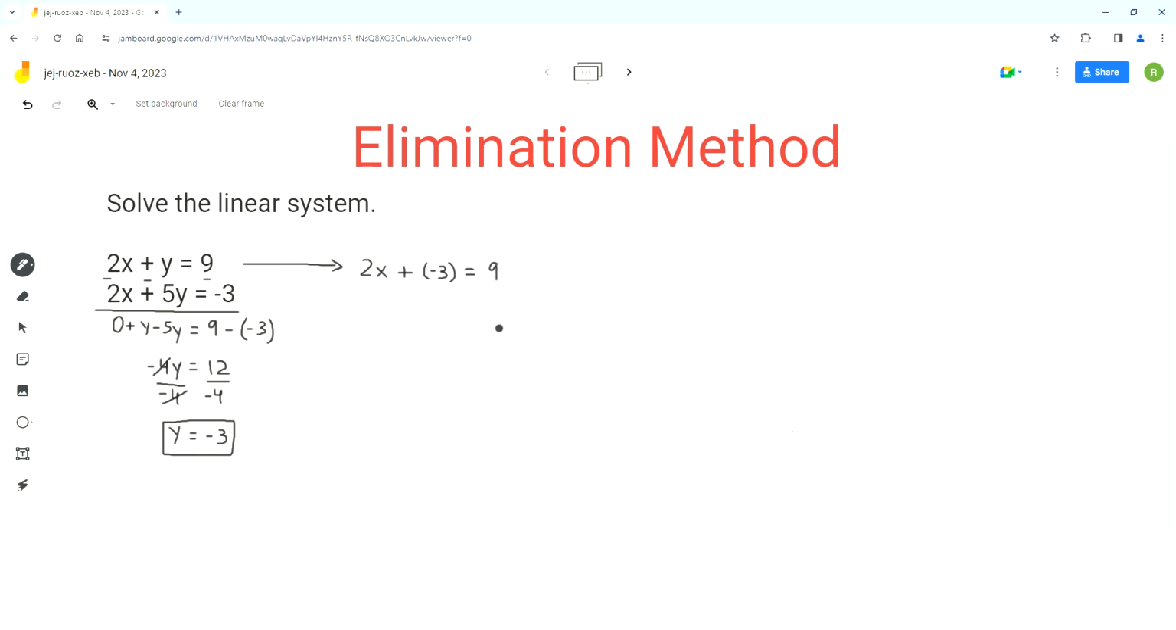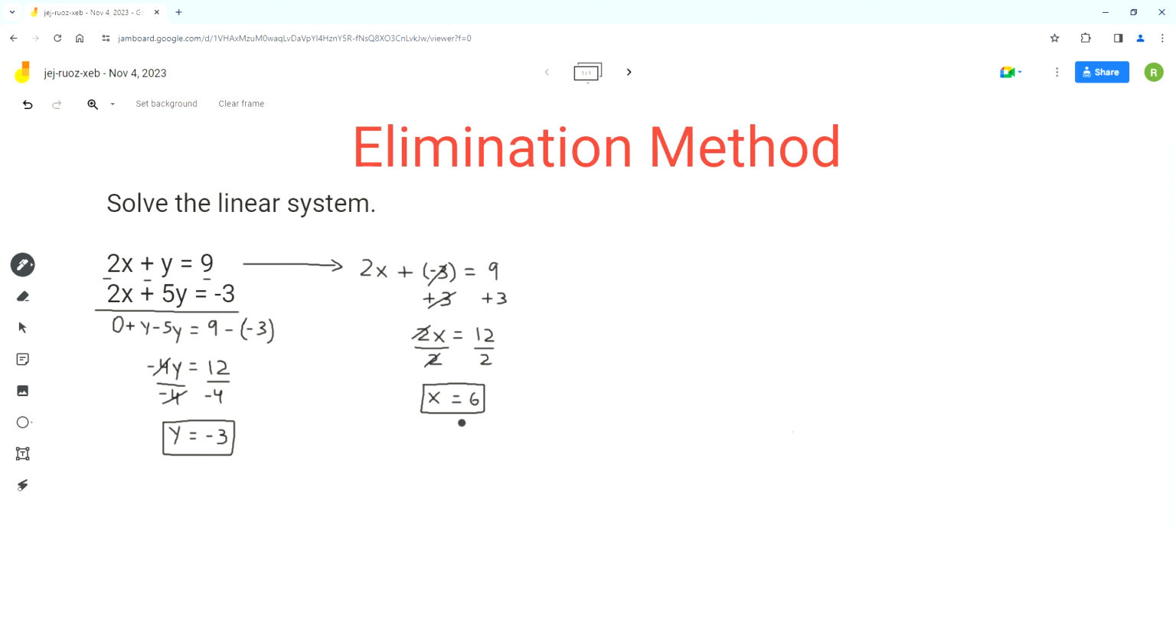We have to isolate x because we have to solve for x. For that, we can add 3 to both sides of the equation. So the -3 and the +3 on the left side will cancel each other out. So we are left with 2x equals 9 plus 3, which is equal to 12. And now we can isolate x by dividing both sides by 2. So the 2's on the left side cancel each other out. So we are left with x equals 6. So that's the final answer for the value of x.